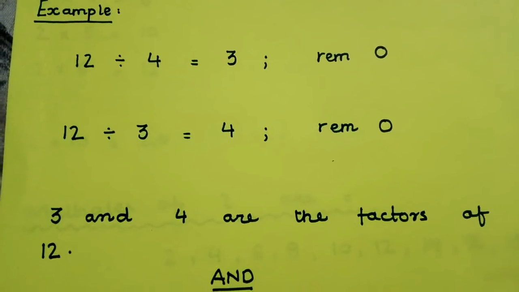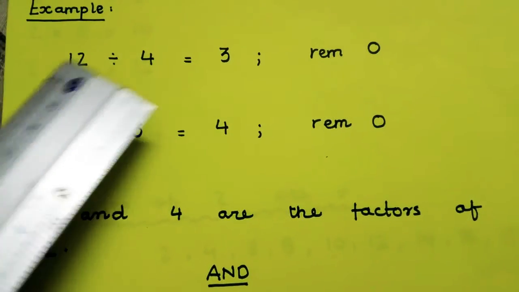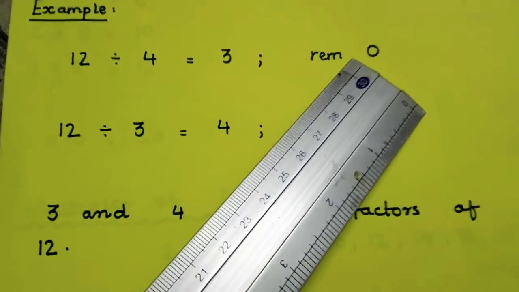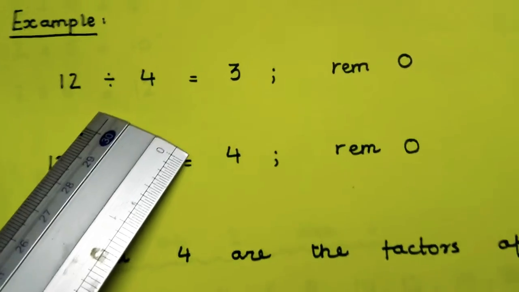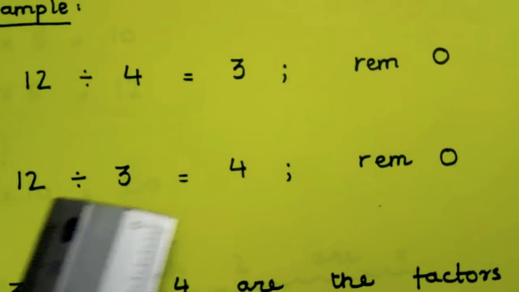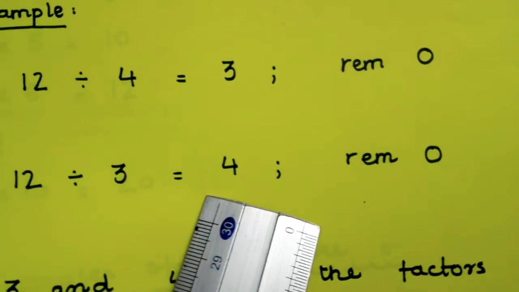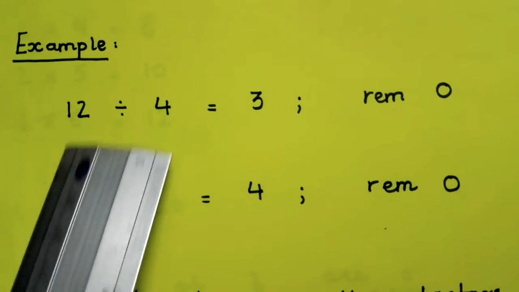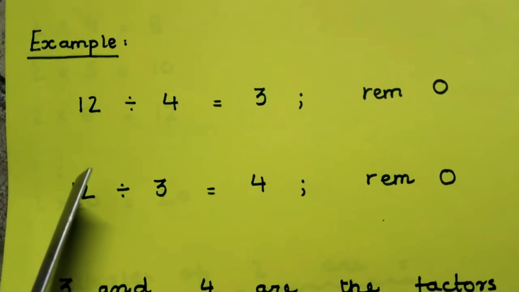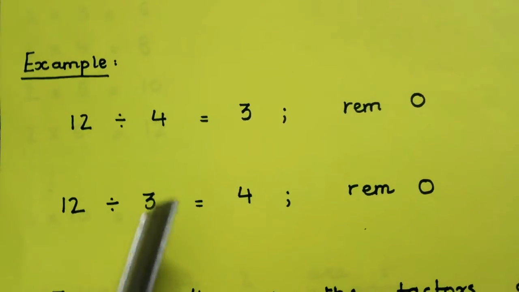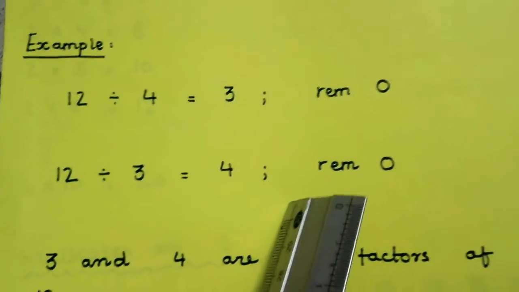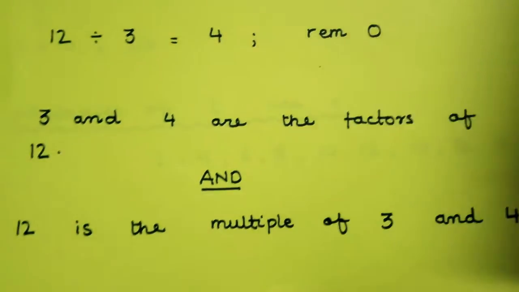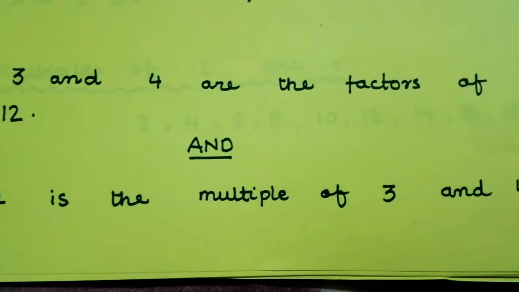Also see this example in this form. When 12 is divided by 4, the answer is 3 and the remainder is 0, because there is no leftover. 12 completely divides by 4. When 12 is divided by 3, the answer is 4. That means 12 is completely divided by 3. 4 and 3 are the factors of 12, but 12 is completely divided by these numbers without leaving any remainder. So that is why 3 and 4 are the factors of 12 and 12 is the multiple of 3 and 4.